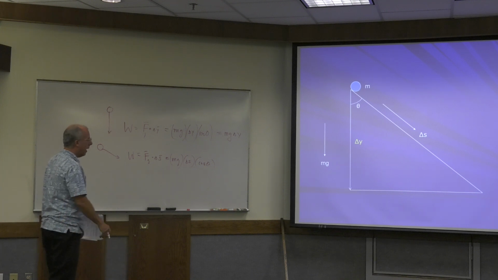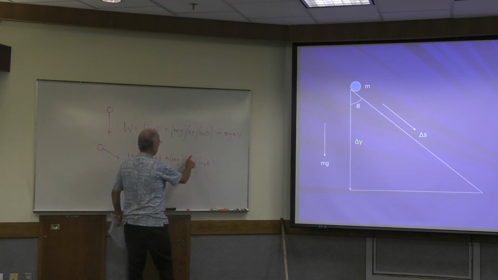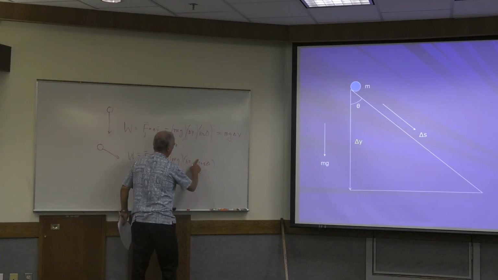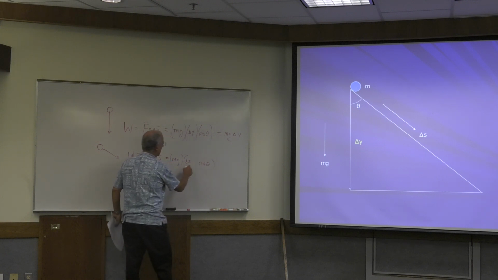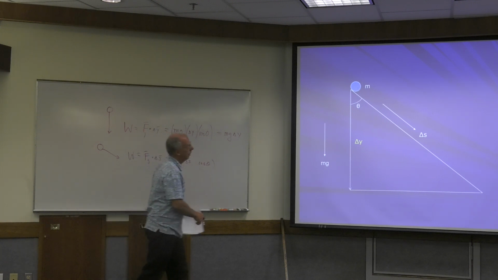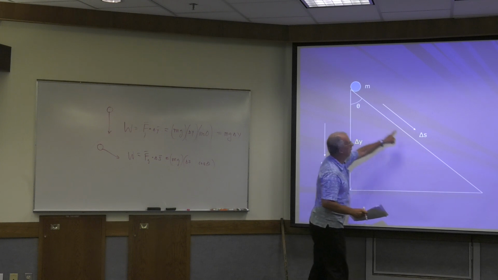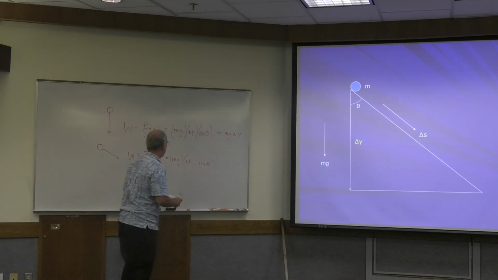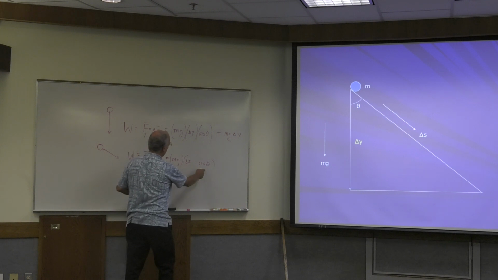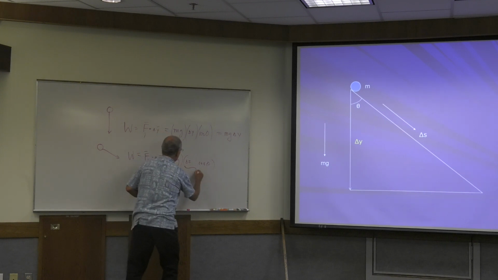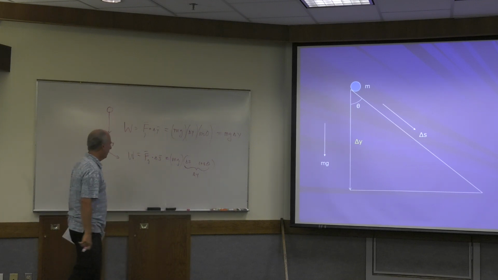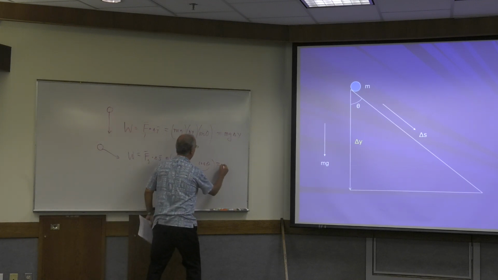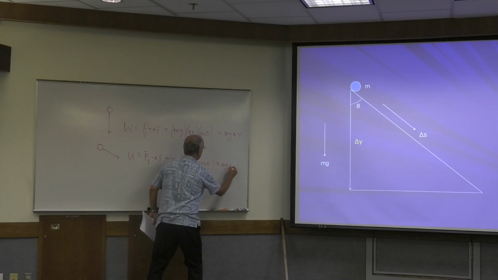All right, now let me do something here. What is delta s cos theta? It's delta y, right? So delta s cos theta is just delta y. Good old trigonometry. So the answer is the same as before, mg delta y.